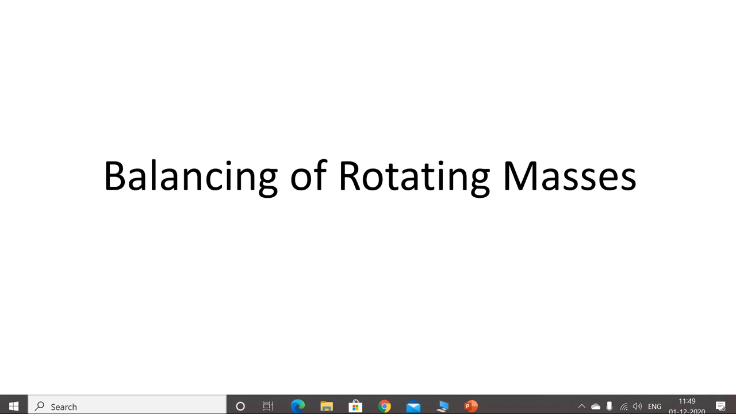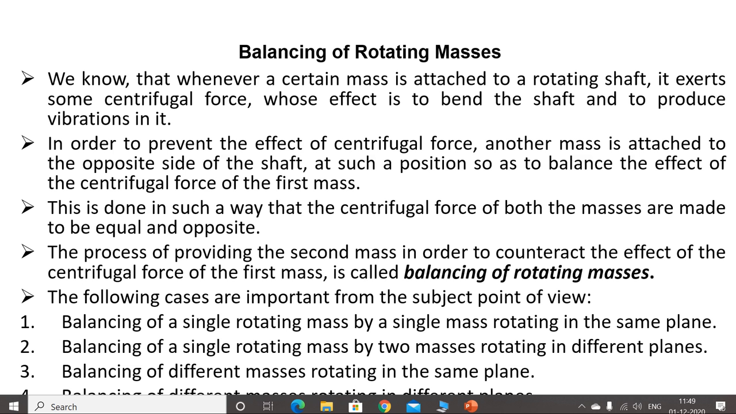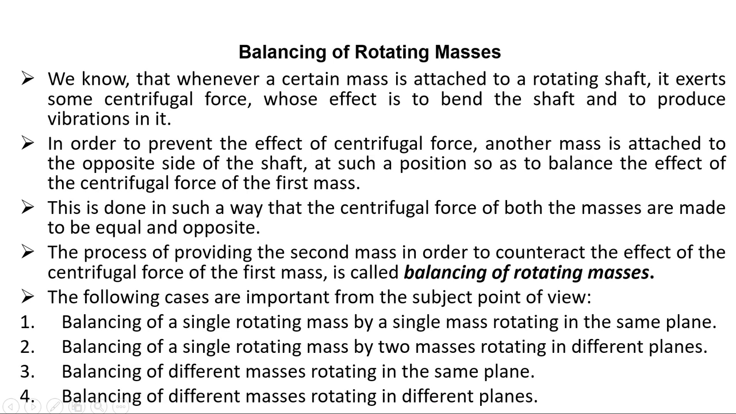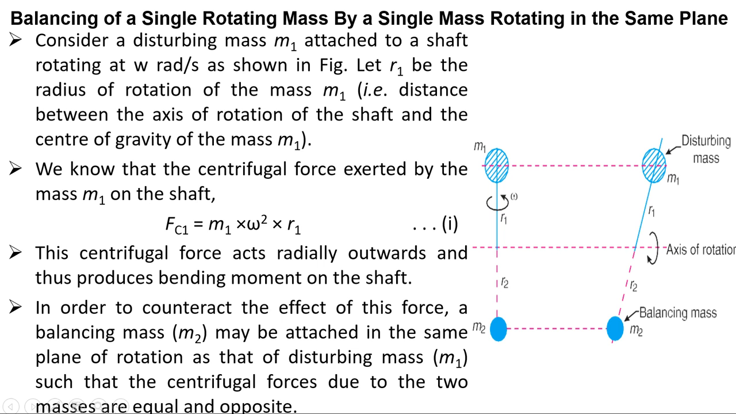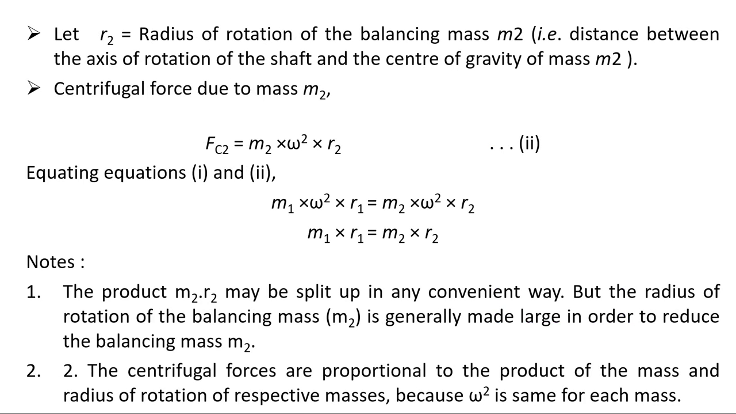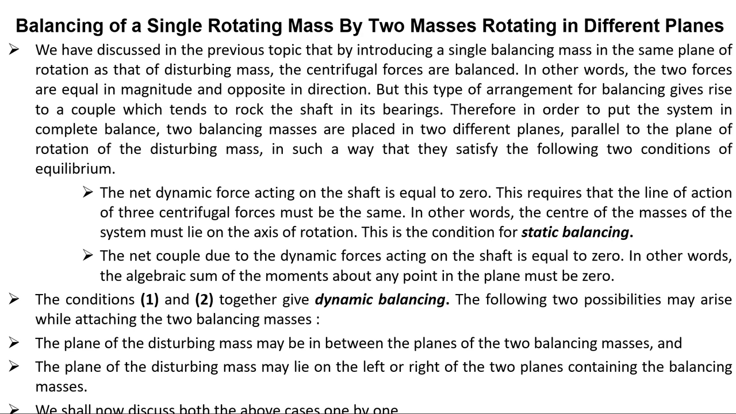Okay, in the last class we had discussed balancing of rotating masses, and with an introduction started with the first case, that is balancing of a single rotating mass by a single mass rotating in the same plane. So this we had seen in the last class, where we saw that a counterbalance can be added opposite to that, and Fc1 and Fc2 should be equal, and we get the conditions for masses in a single plane.